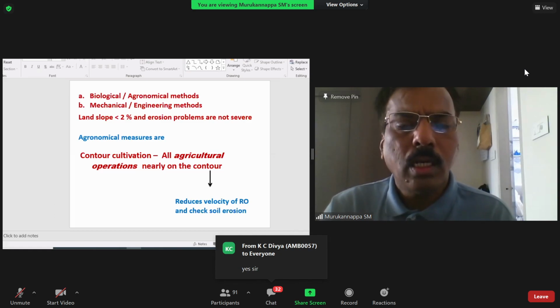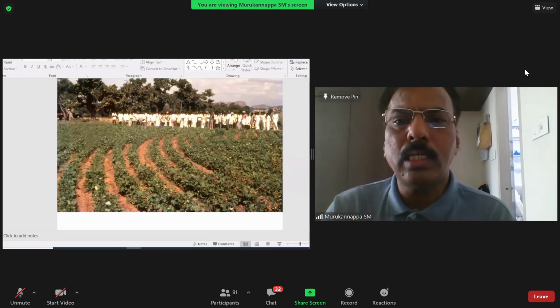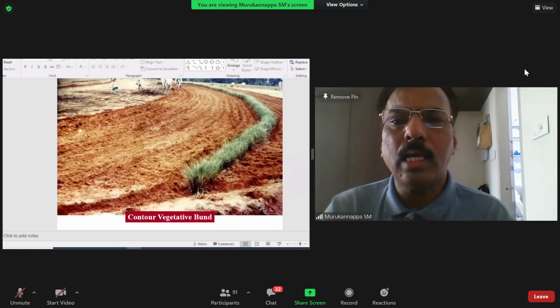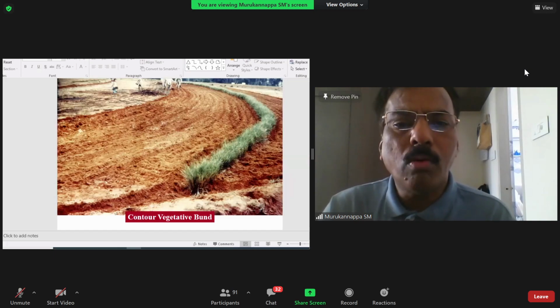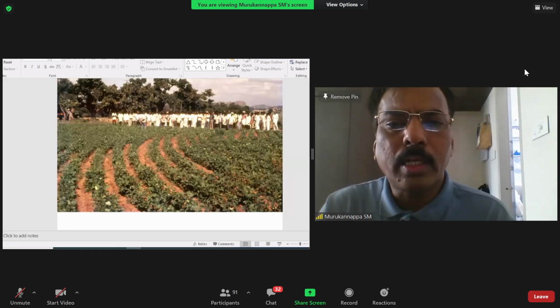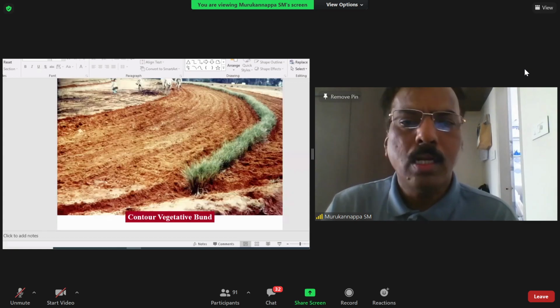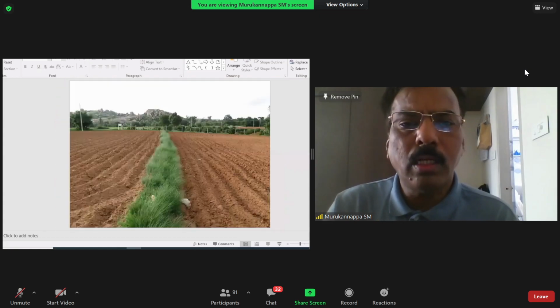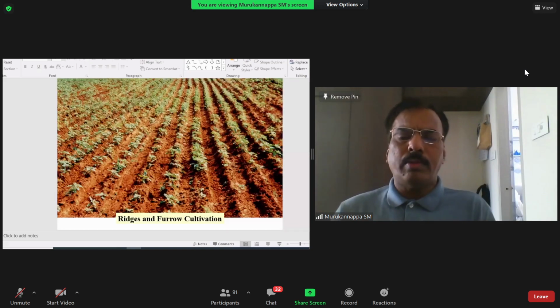So this is the related picture. See here, the cultivation is done, and they have also grown the crop on the same thing. Is it clear? This is contour cultivation. The second one: ridge and furrow cultivation. This is another conservational measure.